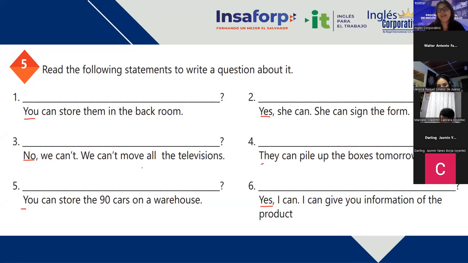Okay, everybody here. Well, almost. Almost everybody.